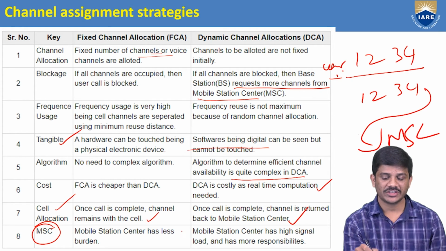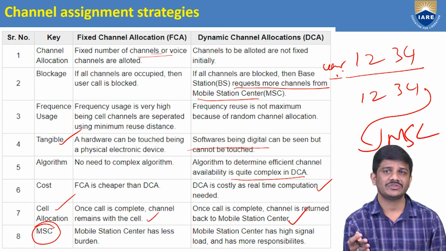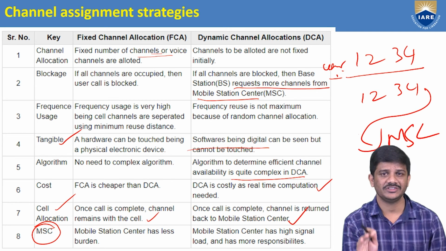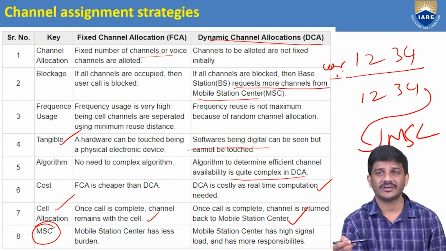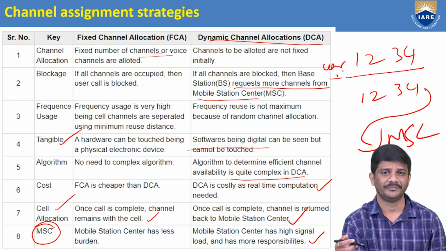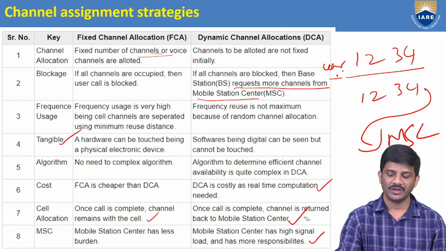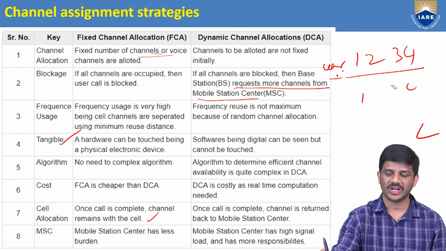What is that? The mobile switching center has less burden. Why does it have less burden? Because there is no need to give the channels in the fixed channel allocation strategy. But here in dynamic channel allocation, we are providing the channels. That's why the center has a higher load and more responsibility. In real time, the mobile switching center allocation is used. These are the major differences between fixed channel allocation and dynamic channel allocation.